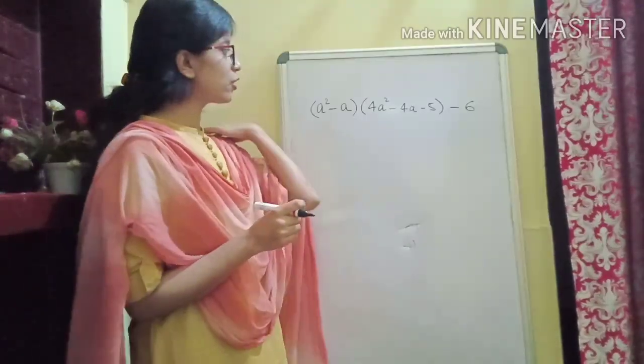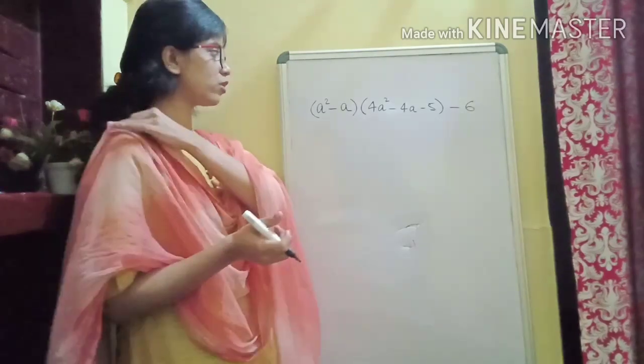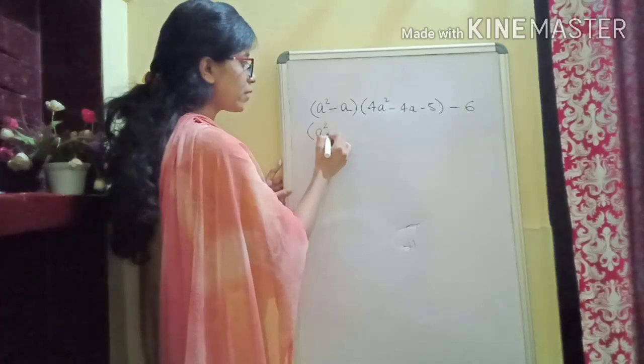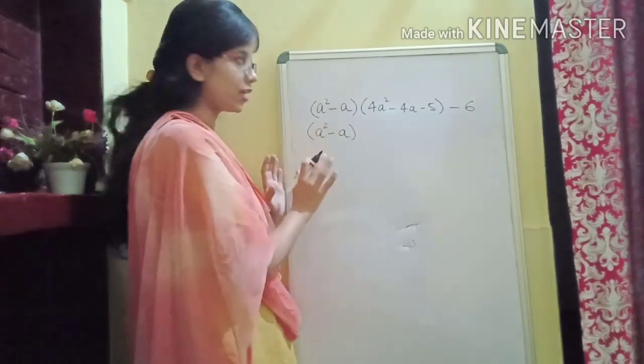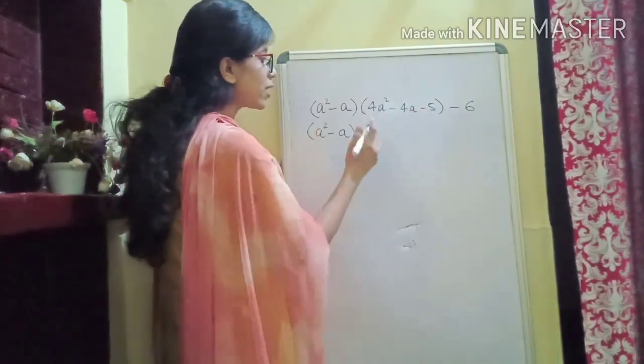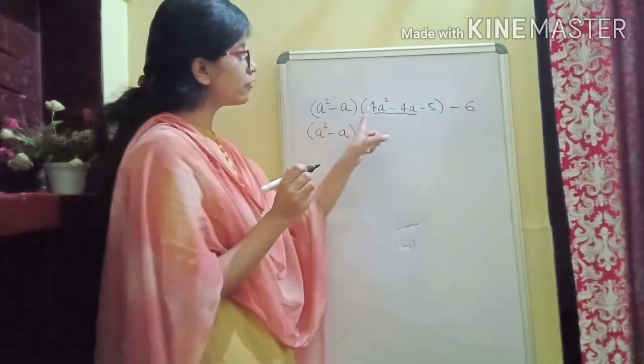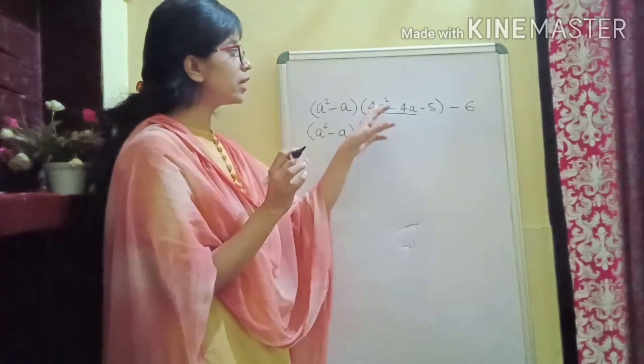Here again I have taken a question, and let's see how to solve these two questions. Now here if you see, first bracket is a square minus a, which we are going to write like that, and now second bracket is important. You see, from these two terms, can you see 4 is common? Now do not take a common.